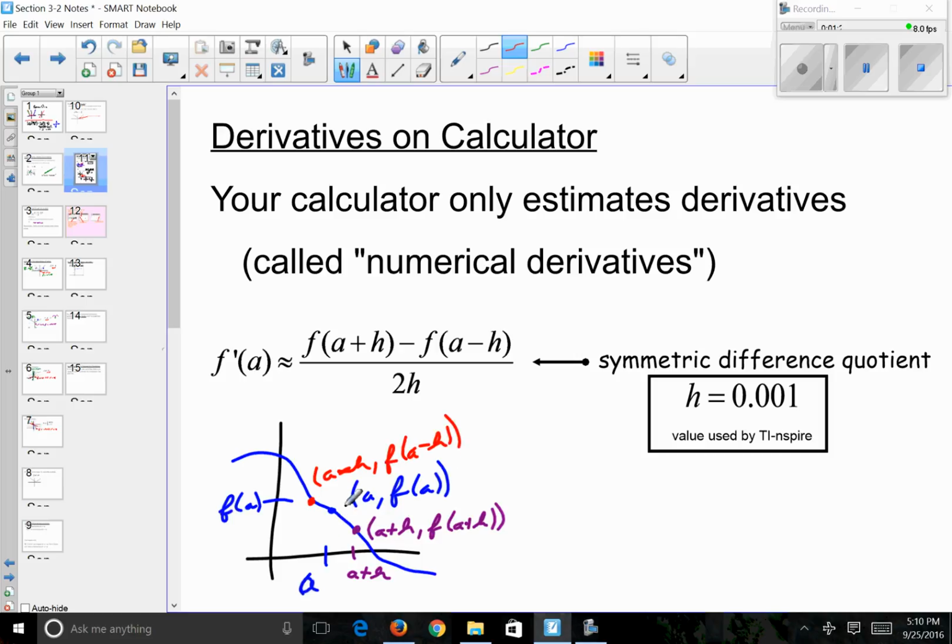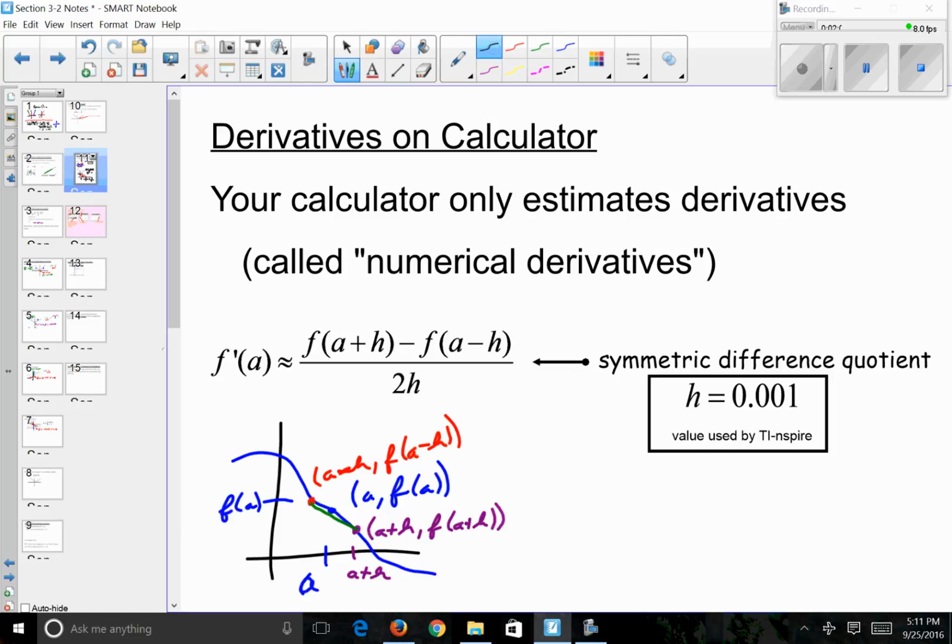And instead of using our point of tangency, we're actually going to go ahead and find the slope of the secant between those 2 points. And when we do that, that's where this symmetric difference quotient comes from. It's the slope between a point a little to the right and a point a little to the left. Most calculators do use an h value of 0.001, which is plenty reasonable for the estimates that we're looking for. Remember, on the AP calculus exam, you only need to round to the 3 decimal places. These estimates are routinely accurate to within 6 to 8 decimal places.